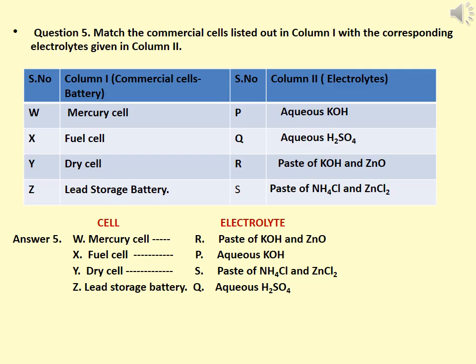It's a simple question. So W mercury cell, the electrolyte is R, paste of KOH and zinc oxide. X fuel cell, the electrolyte is P, aqueous KOH. Y dry cell is S, paste of ammonium chloride and zinc chloride. Z lead storage battery, which is a secondary cell, the electrolyte is Q, aqueous sulfuric acid.